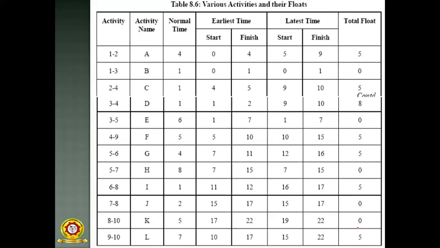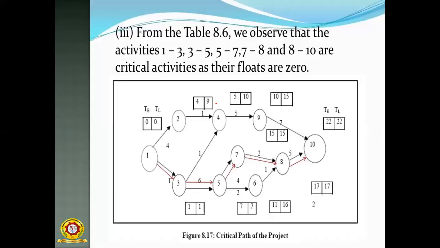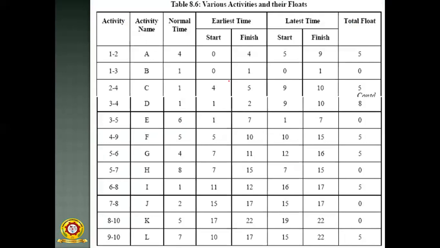So 5 floats are 0, then you have to consider only those, because they are in the critical path. Where the floats are 0, those are treated as critical activities. Like this you have to construct the diagram. After that you have to substitute all the time values, 0, 0, 4, 9, like this.